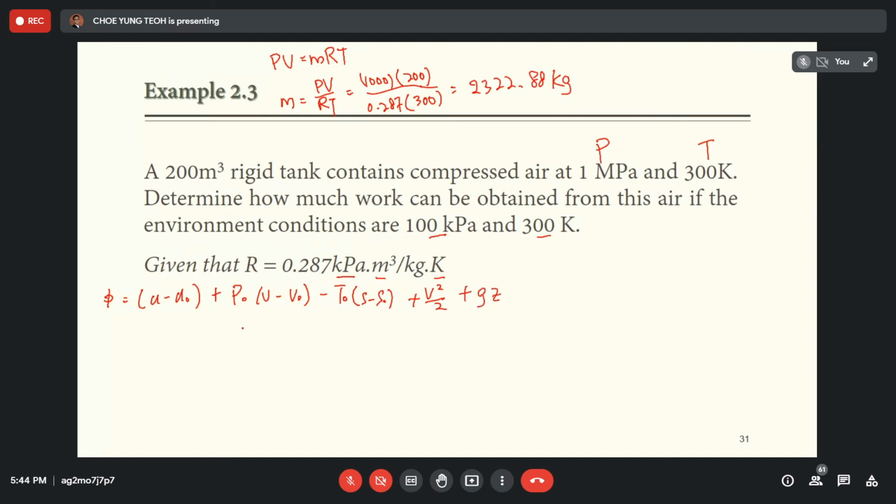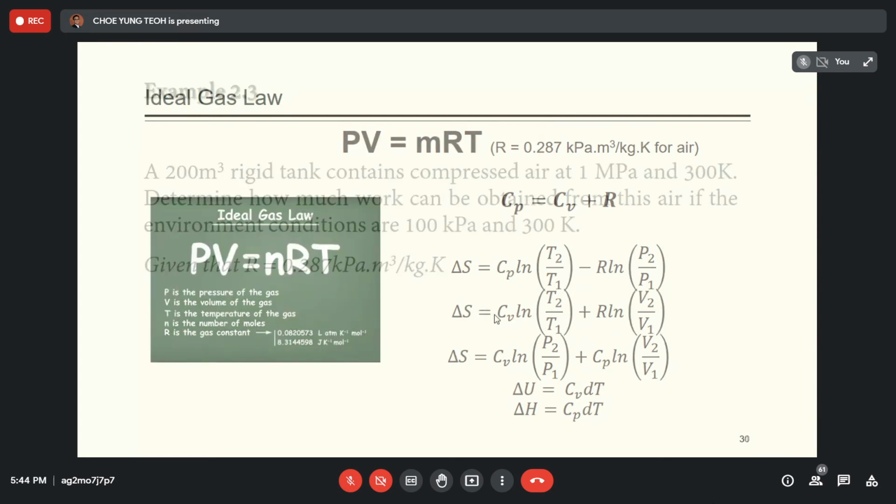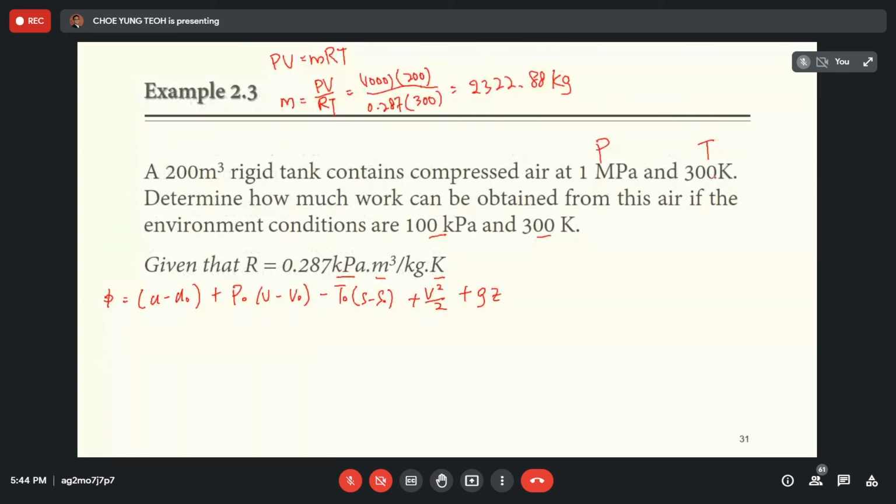Okay, these are the full equations for the non-flow. Then the next step, we need to check if all the terms are available. Internal energy, do we have a change of internal energy? Remember that change of internal energy depends on the change of temperature, Cv delta T. So delta T is 0 for our case. You can see that the temperature is 300 Kelvin and the environment is also 300 Kelvin. So it means that the work done cannot come from the change in temperature. So the change of internal energy is 0.